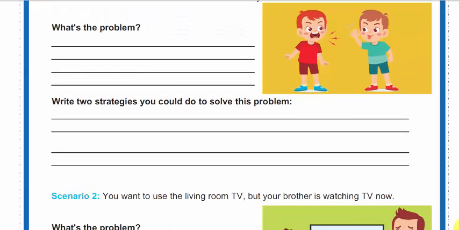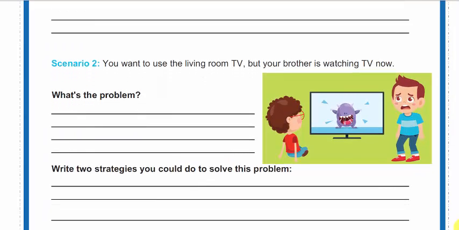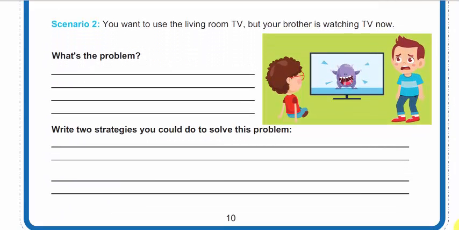And then, the next situation is scenario number 2. You want to use the living room TV, but your brother is watching TV now. What's the problem? Tú quieres ver la televisión de la sala, pero tu hermano la está mirando en este momento. ¿Cuál es el problema? Bien, pues en esta descripción se lo están diciendo. Lo que ustedes tendrían que hacer es reescribir lo que ya les están diciendo que está pasando, ¿verdad?